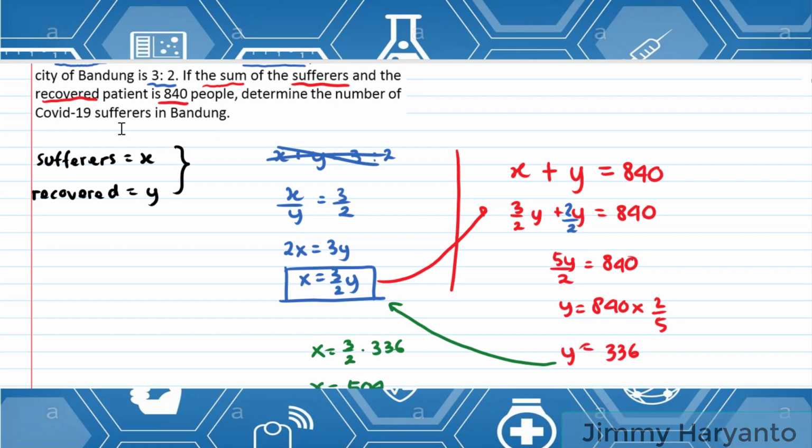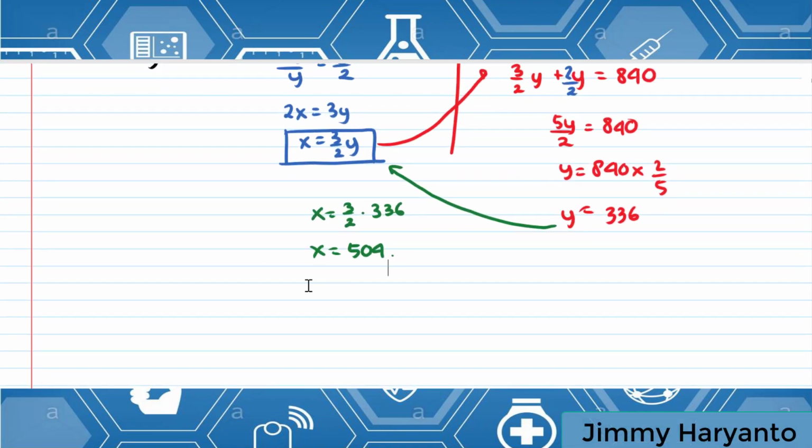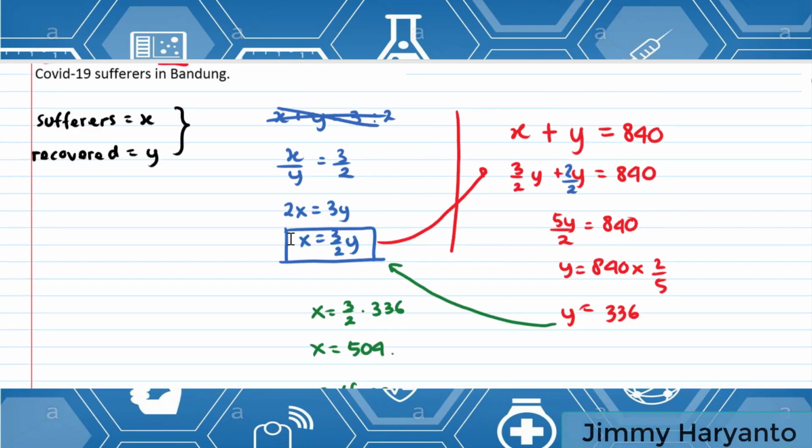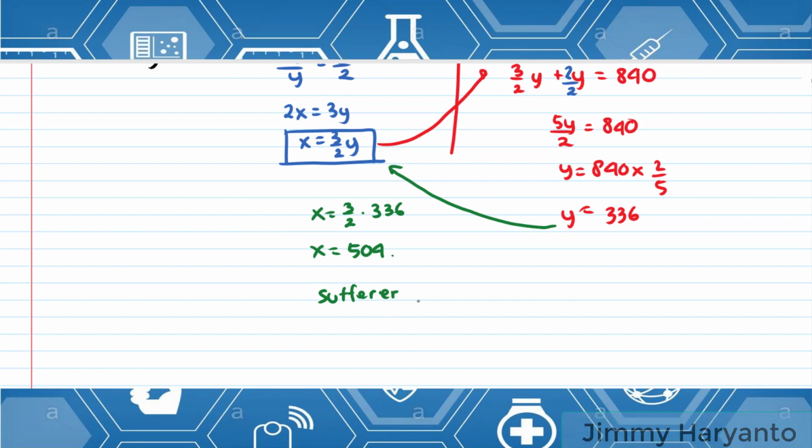The question is to determine the number of COVID-19 sufferers. Sufferers is x, so we already got the sufferers. Okay, so I will write sufferers equals 504 people.